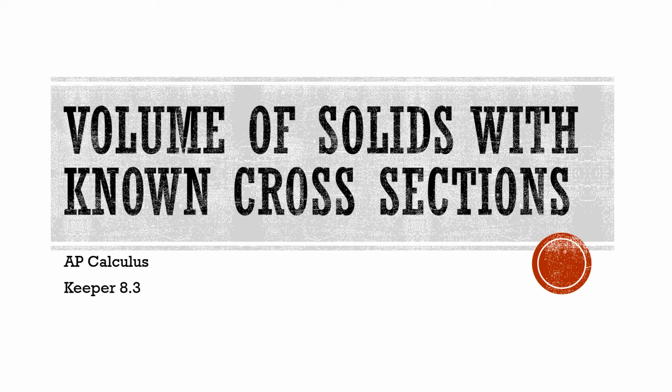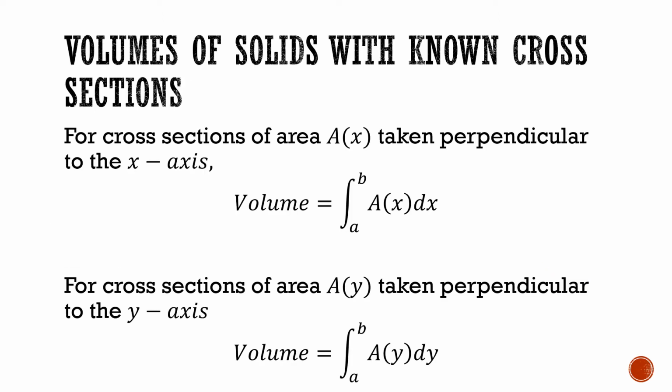Keeper 8.3, volume of solids with known cross sections. Okay, so we have two important formulas. The first one is when we're taking cross sections perpendicular to the x-axis. Basically, when we do it perpendicular to the x-axis, our formula is going to be in terms of dx. And if I'm doing it perpendicular to the y-axis, our formula is going to be in terms of dy. So it just depends on what axis they're asking you to do it with respect to.